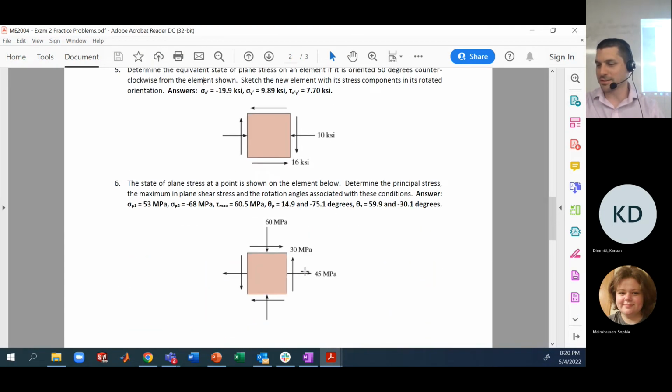Even the principal stress one, make sure you get your stresses correct. This is a positive shear stress. This is a positive sigma x. This is a negative sigma y. Just make sure that that is accurately labeled and accurately portrayed, right?